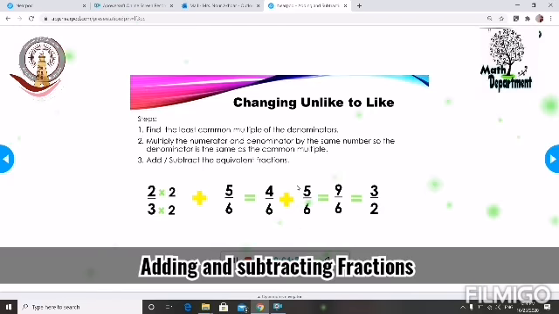Here they are now two like fractions, so I keep the denominator as it is and I add 4 plus 5, which is 9. Now 9 over 6 can be reduced by dividing by 3, so it will be 3 over 2.